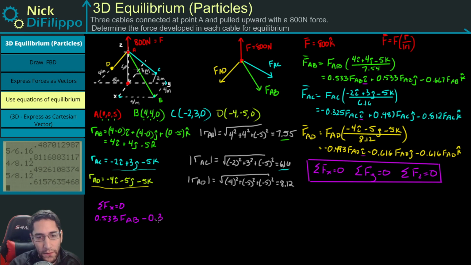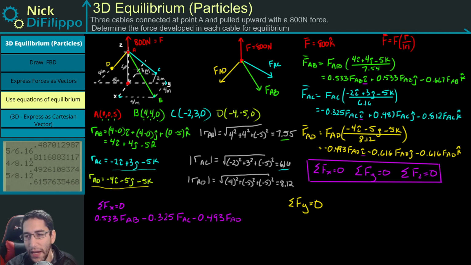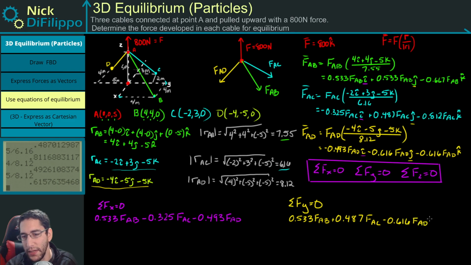minus 0.325 FAC and minus 0.493 FAD. We are also going to have the sum of the forces in the y, and these are going to be equal to 0. So that's going to be anything with a j component, so j, j, j, and 0.533 FAB plus 0.487 FAC, and then minus 0.616 FAD, and this is equal to 0. So I forgot right here, this has to be equal to 0.